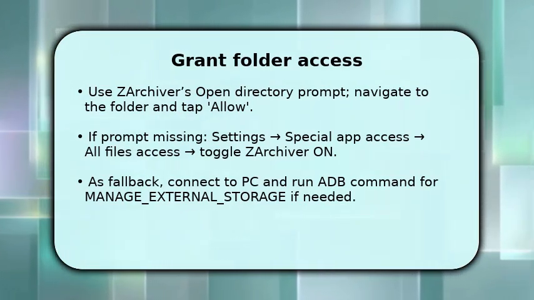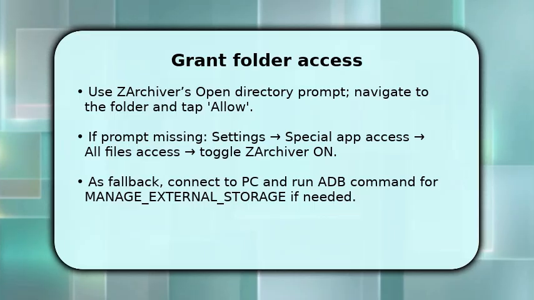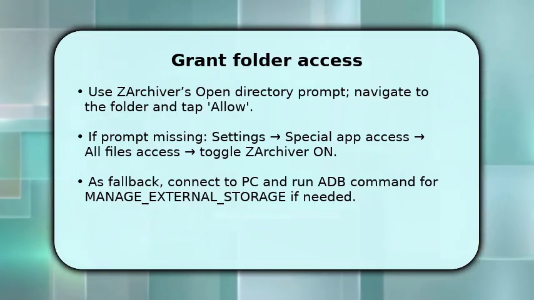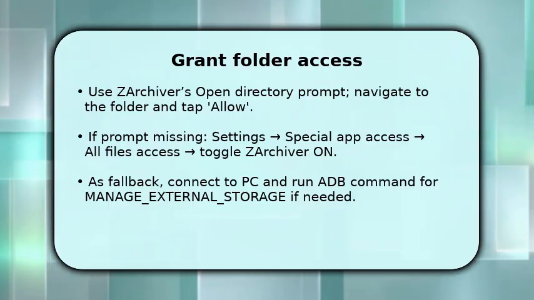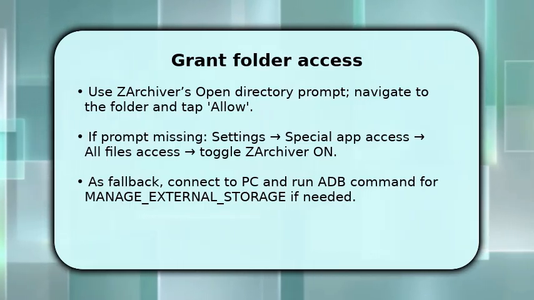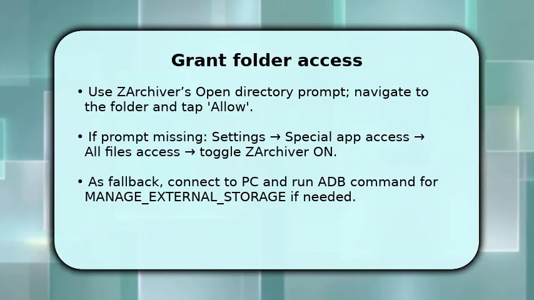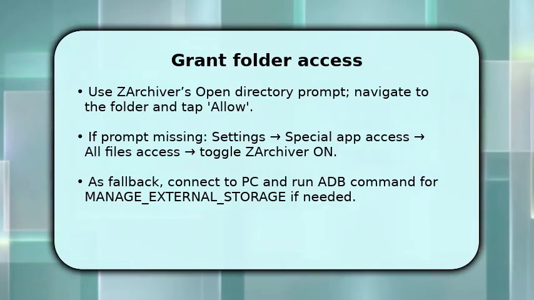Open ZArchiver, try the built-in Open Directory or Select Folder option and choose the target folder. Confirm the SAF dialog so the app gets persistent URI access. If ZArchiver doesn't prompt, go to Settings > Special App Access > All Files Access, and enable it for ZArchiver. That supplies broader access under Android 11+.